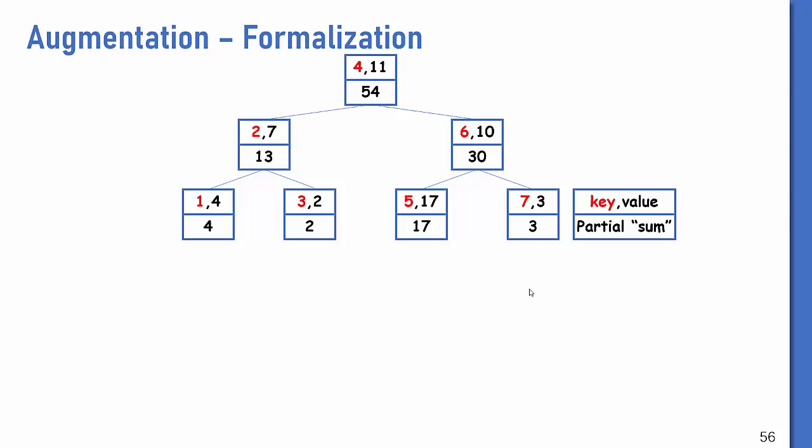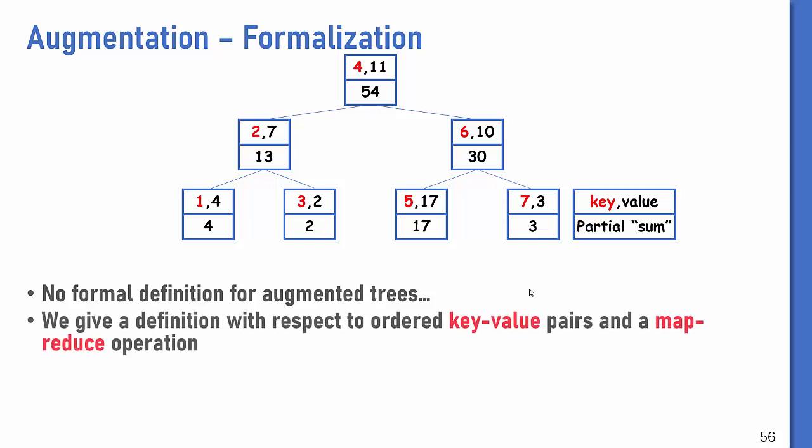So first, let's look at how to formally define an augmented tree. Unfortunately, before our work, there's no formal definition for augmented trees. The augmented trees is more like just an abstract concept. Here, we give a definition for a class of augmented trees, of course not all of them. So our formalization is based on key-value pairs and a map-reduce operation.